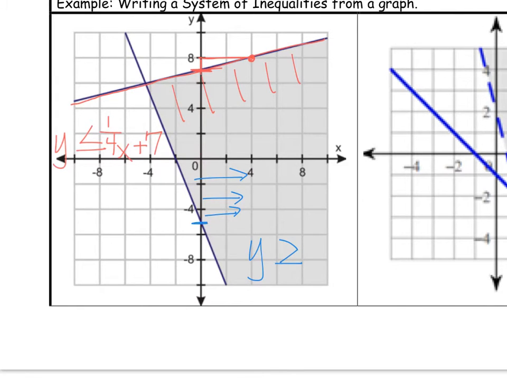My y-intercept is down here at negative 5. And I'm going to use the point 0, negative 2 to find the slope. So my rise is 5, and my run is 2. It's a negative slope because it's going downhill, so my slope is negative 5/2 x minus 5.